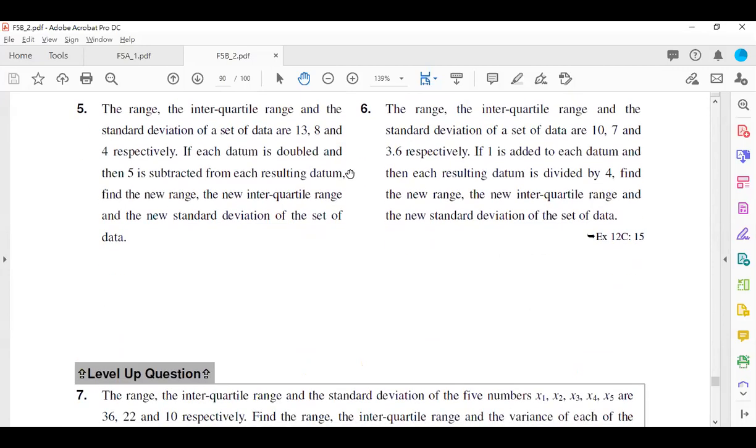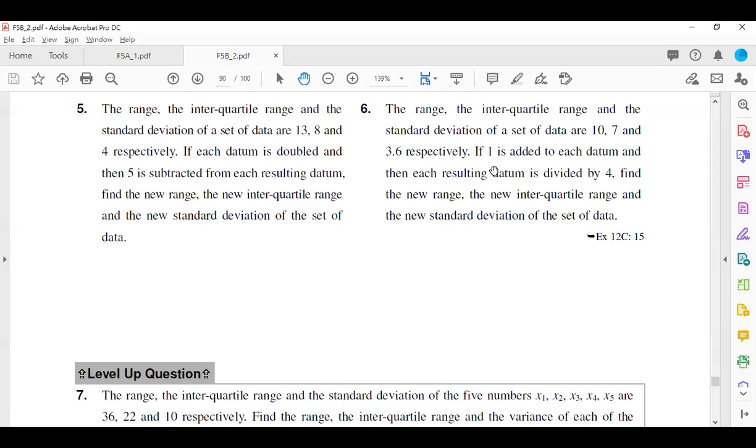The range, interquartile range, and the standard deviation of a set of data is 13, 8, and 4 respectively. If each datum is doubled and then 5 is subtracted from each resulting datum, find the new range, the new interquartile range, and the new standard deviation of the set of data. Okay. So we have the original range, original IQR, and original SD. And now we have 2 steps of changing the data.